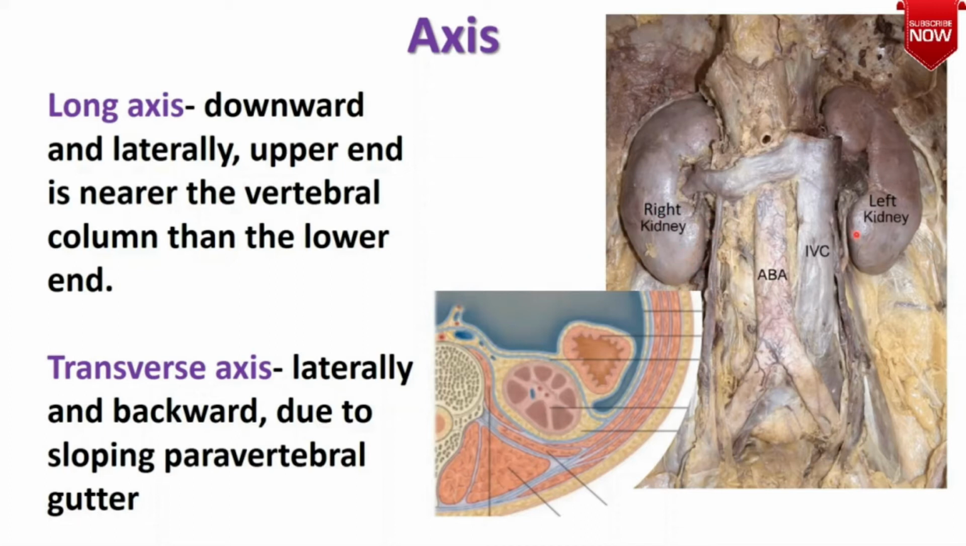Another is the transverse axis. So here you can appreciate the transverse section of the kidney. The transverse axis of the kidney is directed laterally and backward due to the presence of the sloping paravertebral gutter. So here you can appreciate the paravertebral gutter on the side of the vertebrae. This is the paravertebral gutter and it is sloping, and due to this the transverse axis is directed laterally and backward.